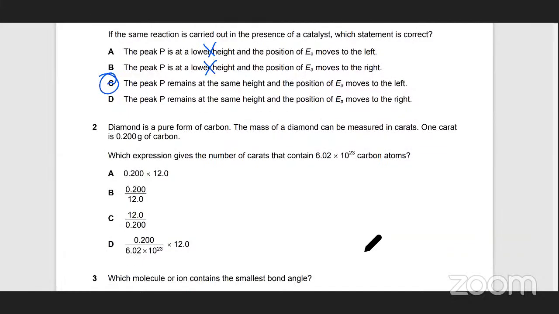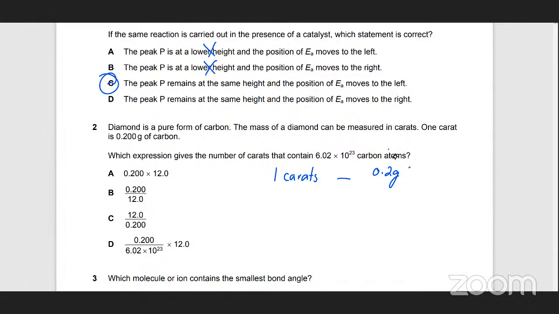So next one is that there is diamond, and it's a pure form of carbon, and the mass of diamond can be measured in carats, or 1 carat is 0.2 grams of carbon. Which expression gives the number of carats that contain 6.02 times 10 power 23 carbon atoms? So starting with the first thing, what's 1 carat? 1 carat is 0.2 grams of carbon. And you basically are interested in the number of carats.